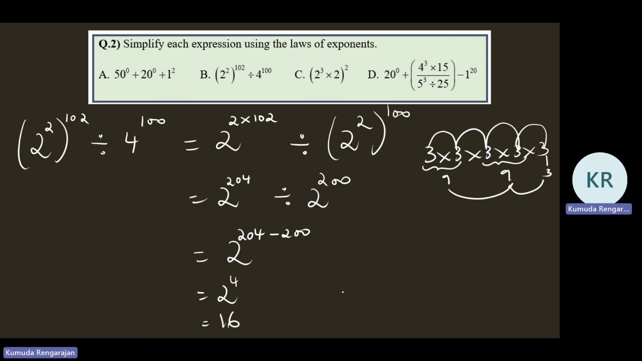Ma'am, for 4 by 100, you wrote 2 to the power 2 and then 2 raised to the power 2. Can we also write 4 raised to the power 100 itself? No, because on the other side the base is 2. So you should write 4 also in base 2. Then only you can use a law. If the bases are different and powers are also different, you cannot use any law. Either the base should be the same or the powers must be the same. So you should try to make the powers the same or the bases the same. Only then can you use some law.